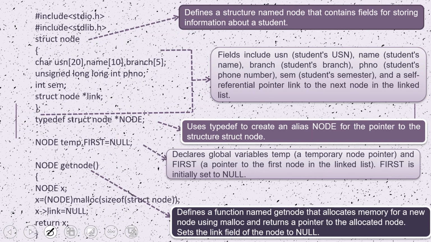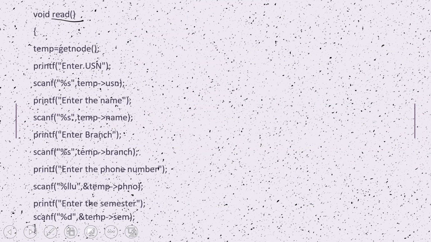The read function is called. We have created the node over here, getnode. Now we will try to read the information or put the information into the node. So I am calling that getnode function to the variable temp. The information is, one is your USN. USN is of the type string, so the specifier is percentage s and the variable name that I've given is temp of USN.